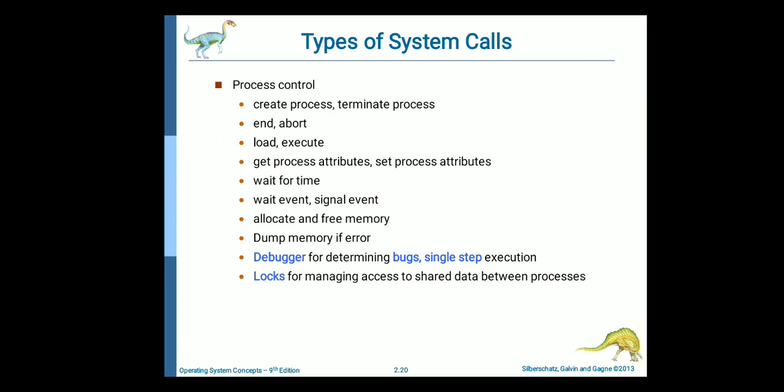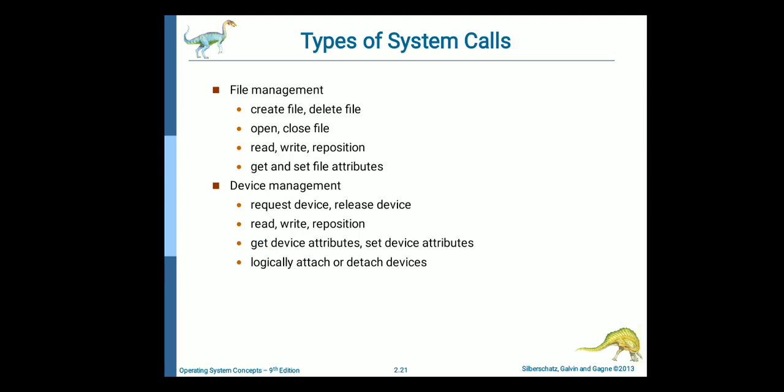We have different kinds of system calls. There are five types of system calls. Process control: these system calls deal with processes such as process creation and process termination. File management: these system calls are responsible for file manipulation such as creating a file, reading a file, writing a file, and device management.